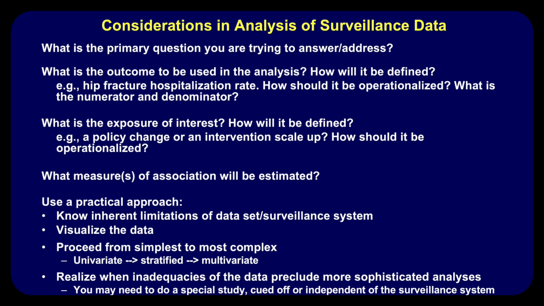I also think it's very important to do data visualization type work, so graphs and plots and maps and things like that. And then never jump right into multivariate analyses. It's really important, as it is with all epi-related analyses, to proceed from the simplest to the most complex. So start with univariate analyses, then do stratified analyses. And then when you're comfortable that you understand what you're beginning to see in the surveillance data, you can move on to multivariate analyses. And certainly it's important to always realize when the inadequacies of the data preclude the more sophisticated analyses that you may be trying to do.